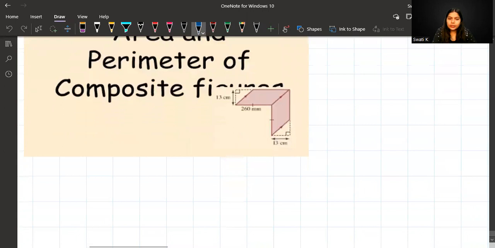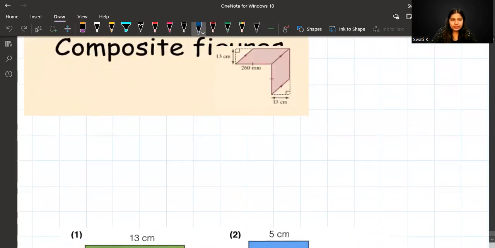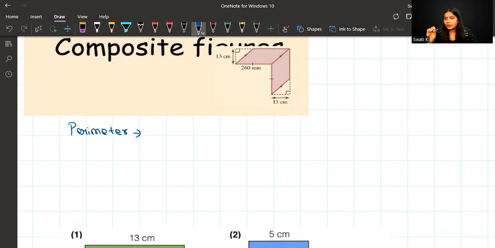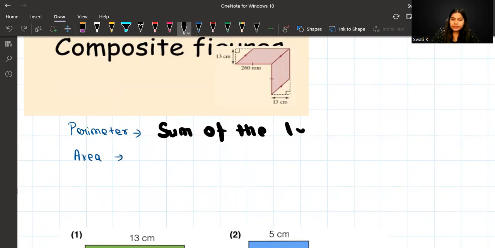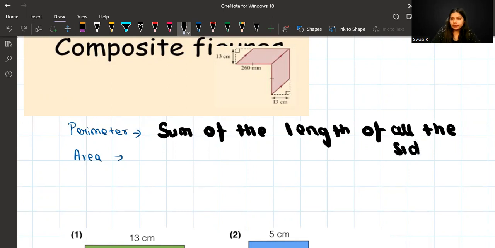Before I start with the question, I just want to explain the perimeter and area. If you want to find the perimeter of any shape, you just have to find the sum of its sides. That is it. For area, there are different formulas for different shapes. For perimeter, of course, we have formulas as well, but simply, if you find the sum of the lengths of all the sides of any shape, you will get the perimeter.